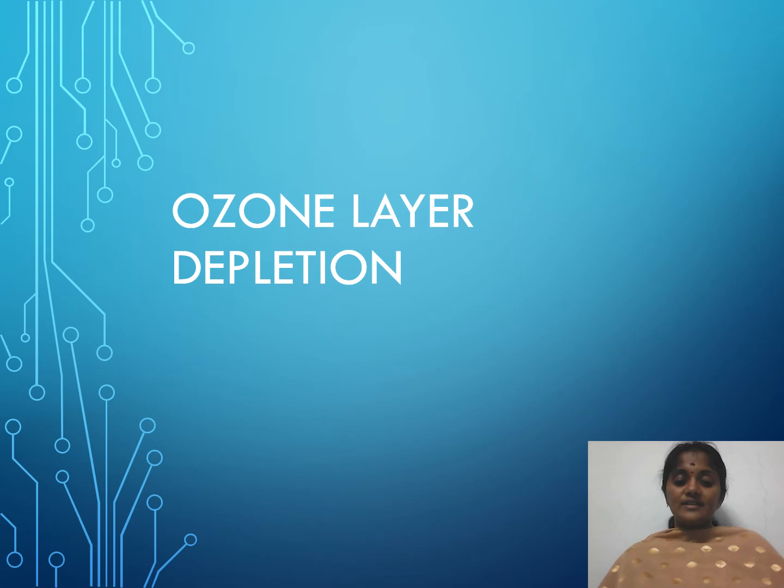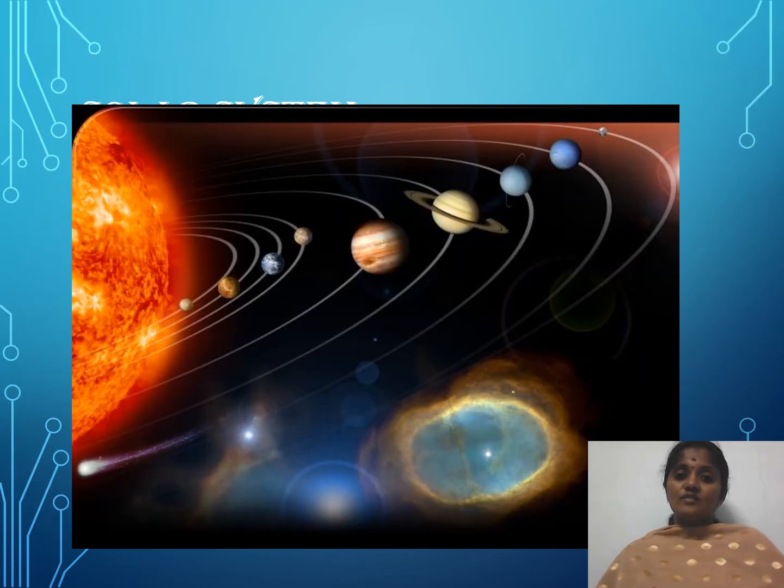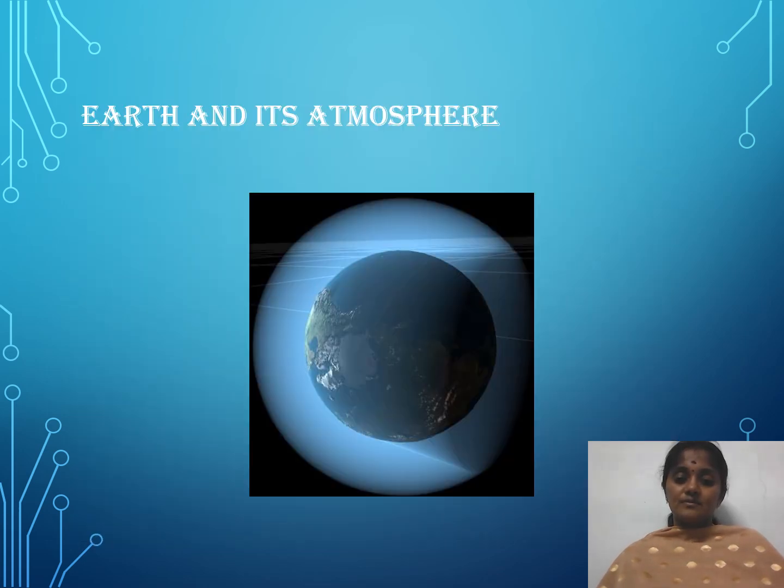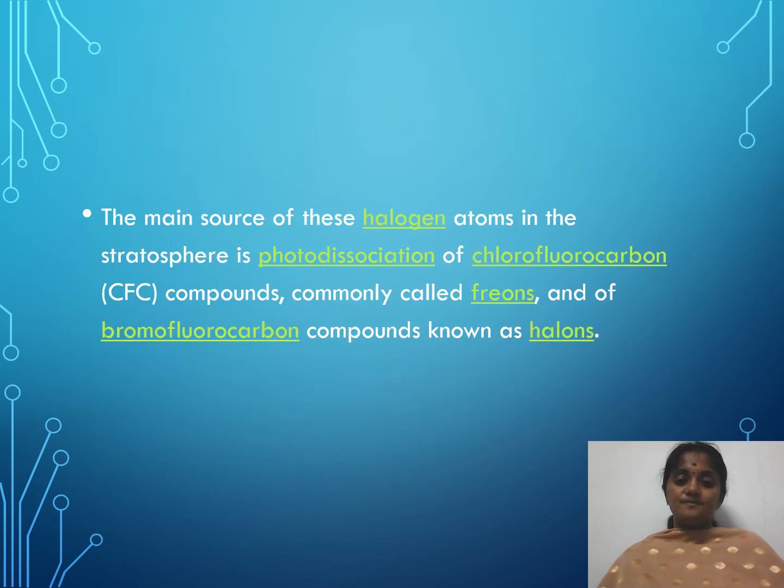Next is about ozone layer depletion. This is also one of the reasons for climate change. So this is our planet, solar system. You can see the Earth and its atmosphere in this picture.